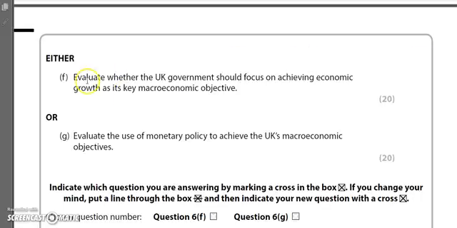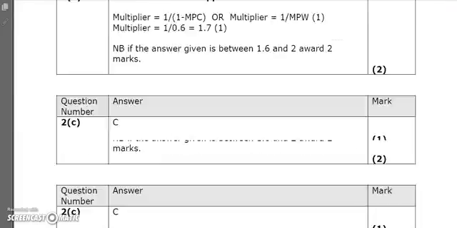So F, evaluate whether the UK government should focus on achieving economic growth as its key macroeconomic objective. So we know the government has multiple macroeconomic objectives, but should growth be the main one? Well, the way I would tackle this is I would start by saying yes, why growth is very important, all the positive effects that growth has, and then I'd switch it over and go, well, actually, too much growth can cause these negative things. So let's have a look at how the mark scheme lays everything out.